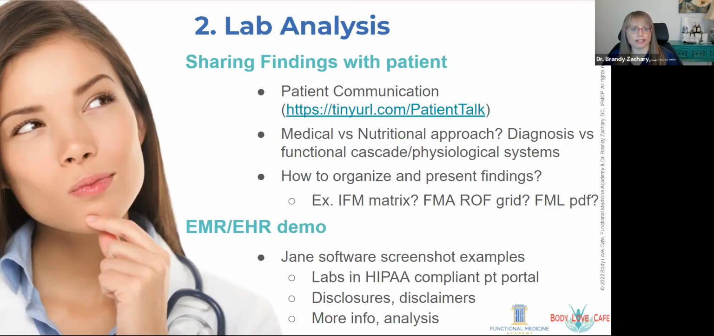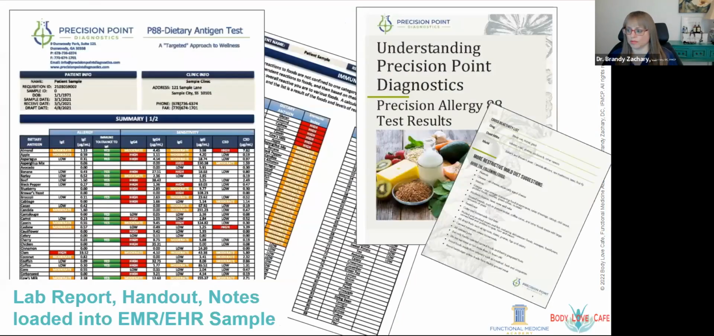Making sure you share labs in a HIPAA compliant patient portal, of course, having disclosures and disclaimers in there, and then, you know, your analysis and ways to get more information. So here's a few examples.